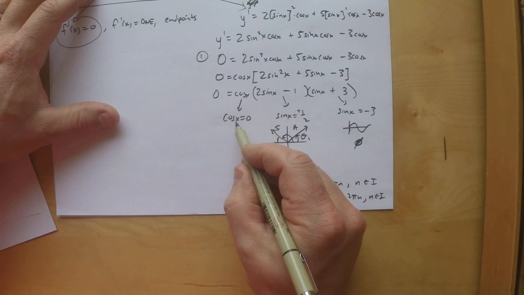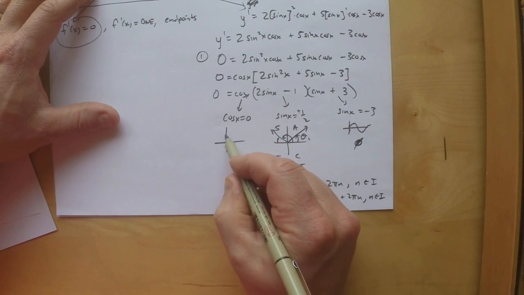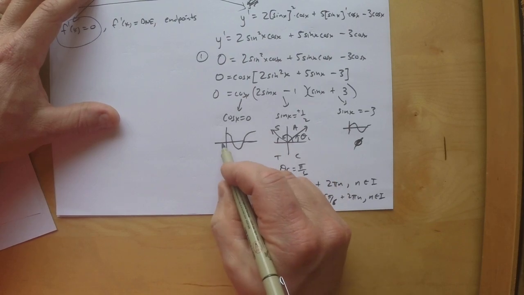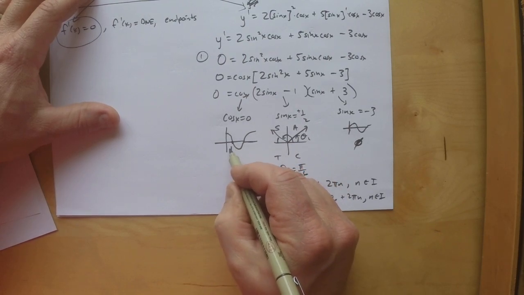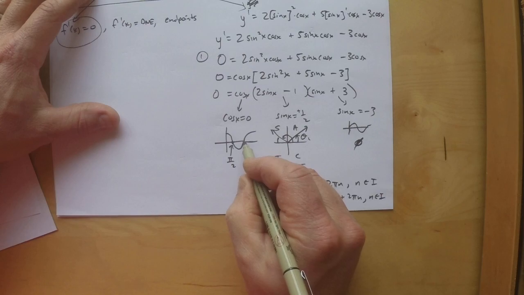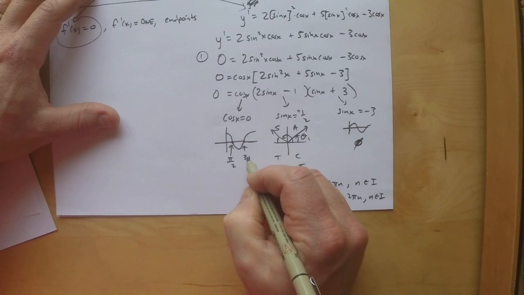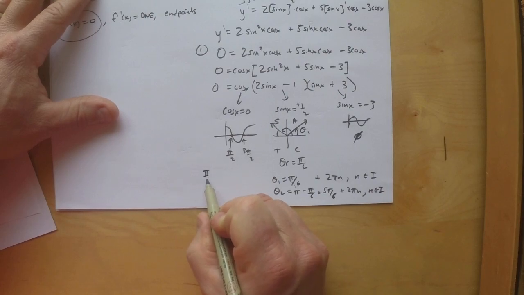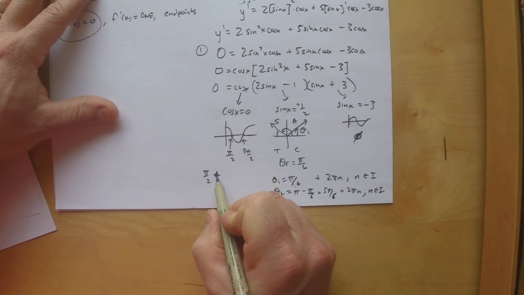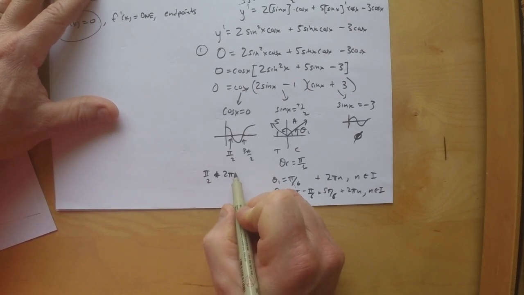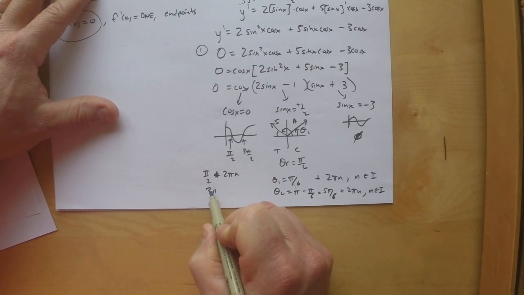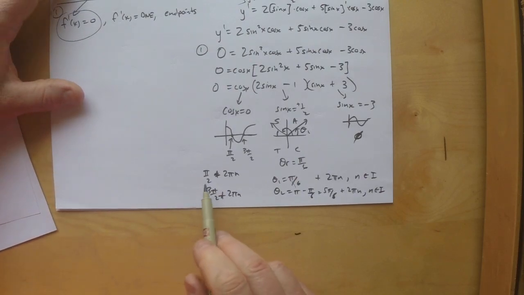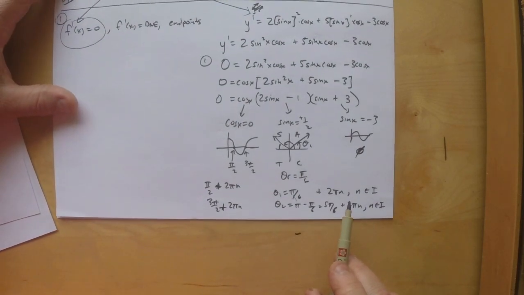And then also for cosine equaling 0, I like to use the cos graph to help me. There's my little cos graph between 0 and 2 pi. Where is it 0? It's 0 here at pi over 2, and it's 0 there at 3 pi over 2. So there's 2 more answers out of here. Pi over 2 plus 2 pi n, and 3 pi over 2 plus 2 pi n. So we'll come back to that in a minute. Got a lot of critical numbers there.